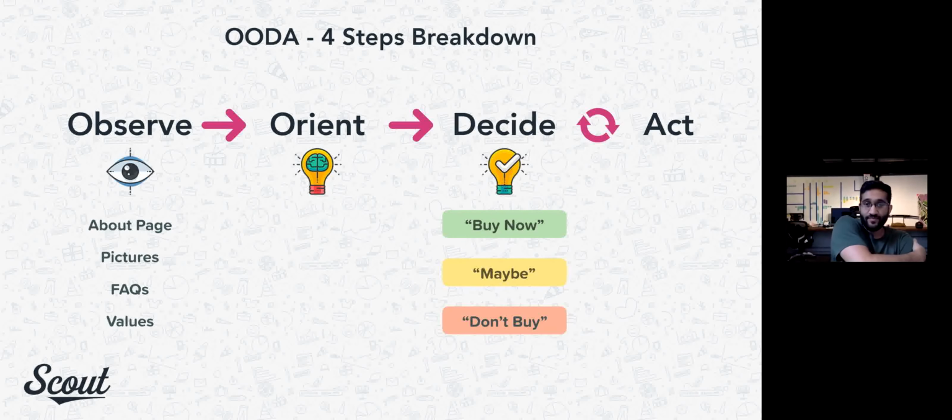And then after that, they're going to decide, right? Either they're not going to buy it, maybe this is right for me, or they can be like, yep, this is exactly what I need, click buy and buy now. So this is basically that stage where they're making that decision.